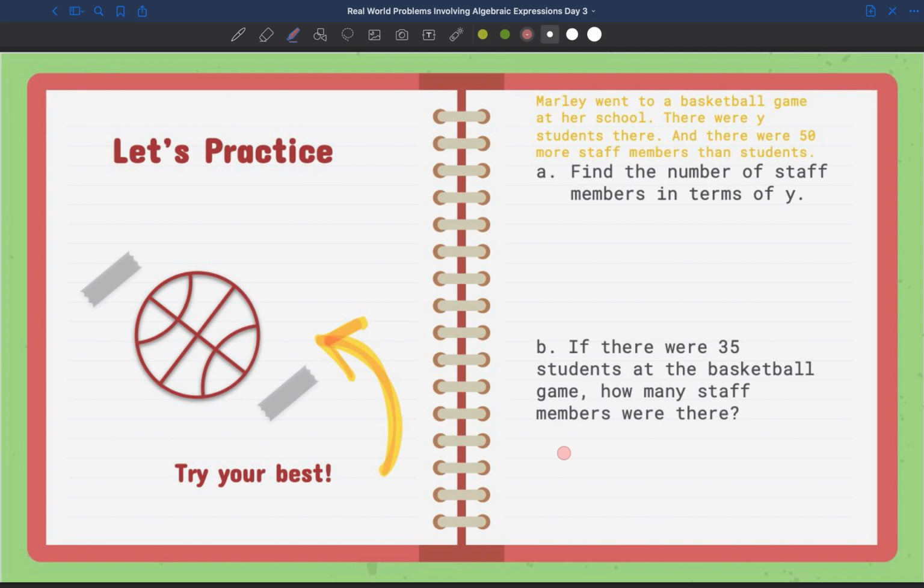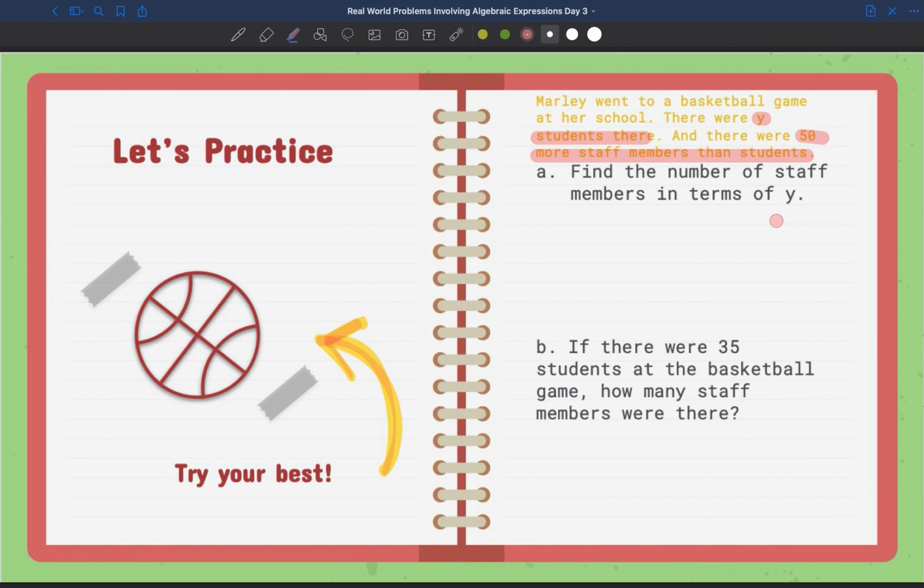Looking at our first practice problem, it says Marley went to the basketball game at her school. There were y students there, and there were 50 more staff members than there were students. So we need to first highlight all of our key details. So we know that there were y students at the basketball game, and that however many students there were, there were 50 more staff members. So those are all of our key details.